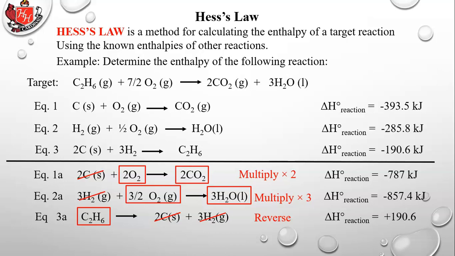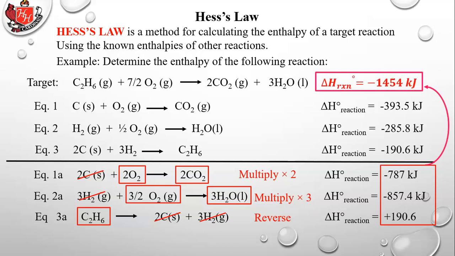And when you do that, -787 plus -857.4 plus +190.6, add those up, and that gives you -1,454 kilojoules for the reaction. So we were able to figure out the enthalpy of an unknown reaction by taking the enthalpies of known reactions and combining those known reactions to produce that final enthalpy on the top.